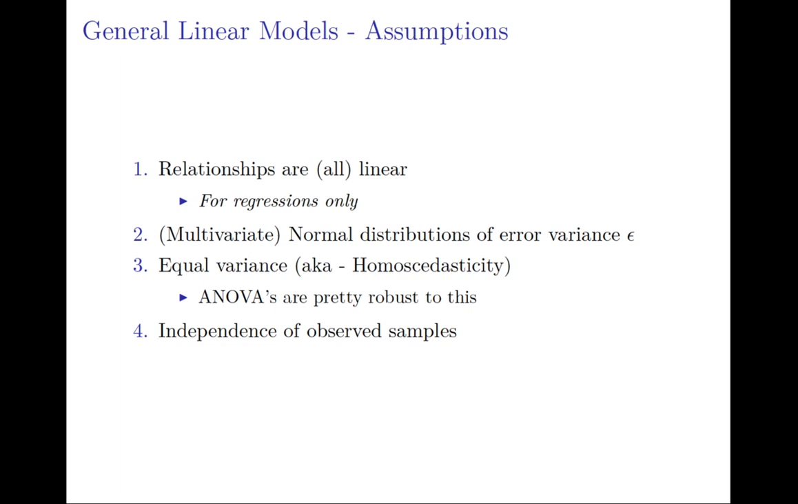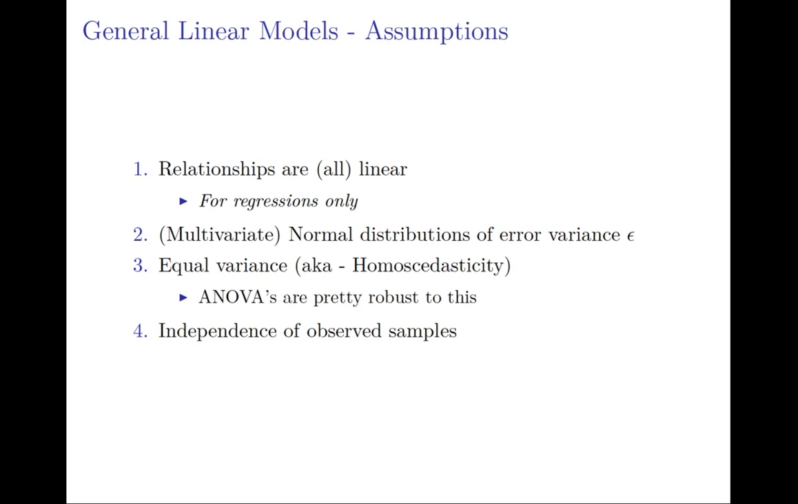And so here are the assumptions of general linear models. For the regression parts of these linear models, the relationships are linear, or all linear, depending if there's more than one. A big assumption is that there are normal or multivariate normal distributions of the error variance, which is your epsilon, and that there's equal variance among your groups or any of your variables, and that's homoscedasticity, and ANOVAs are pretty robust to this, just as a heads up. And that also there's independence of your observed samples.